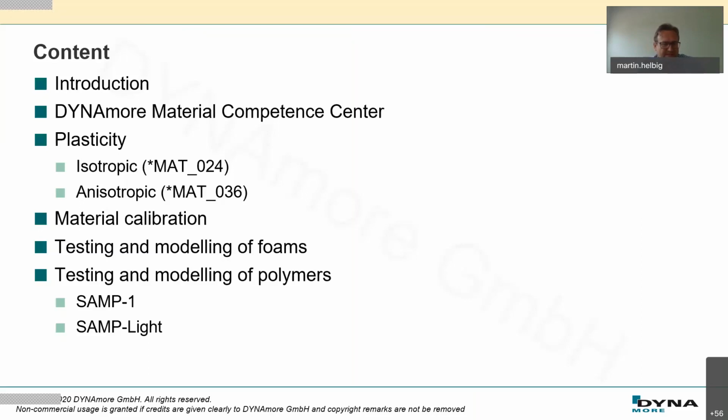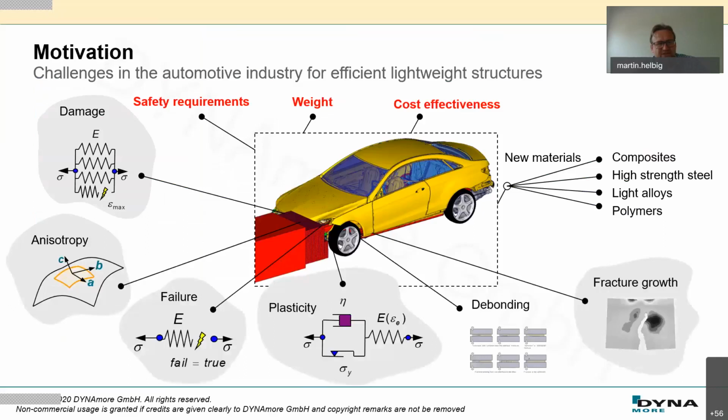And in the end, I will talk about polymers, which is more or less my topic, where I'm working for most of the time. So I will talk about SAMP-L, a semi-analytical material law for polymers. Since last year, we also have a light version of it, which is a little bit faster than the original SAMP model. I will show you 1 or 2 slides about it. So let's start with the introduction.